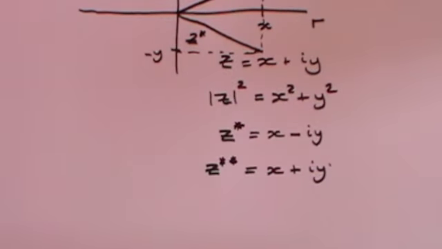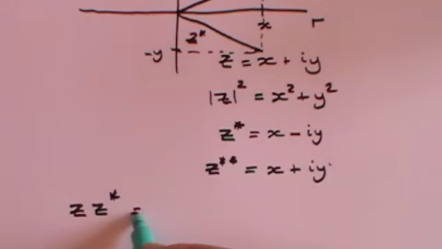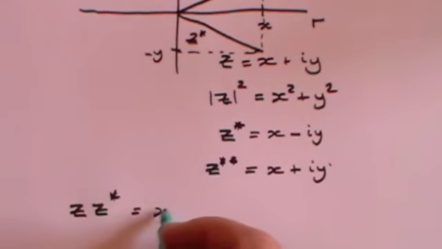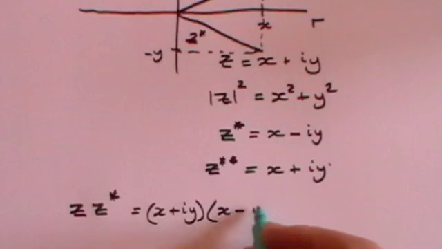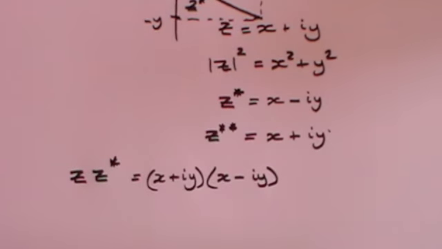But I want to draw your attention to something rather interesting, which is that if you multiply z by its complex conjugate, you're going to get x plus iy multiplied by its complex conjugate x minus iy. And what you're going to get there is x squared. The plus iyx will cancel the minus iyx. And so you're now just going to be left with iy times minus iy, which is minus i squared y squared. But i squared is minus 1. So minus i squared is plus 1, and that will give you plus y squared.